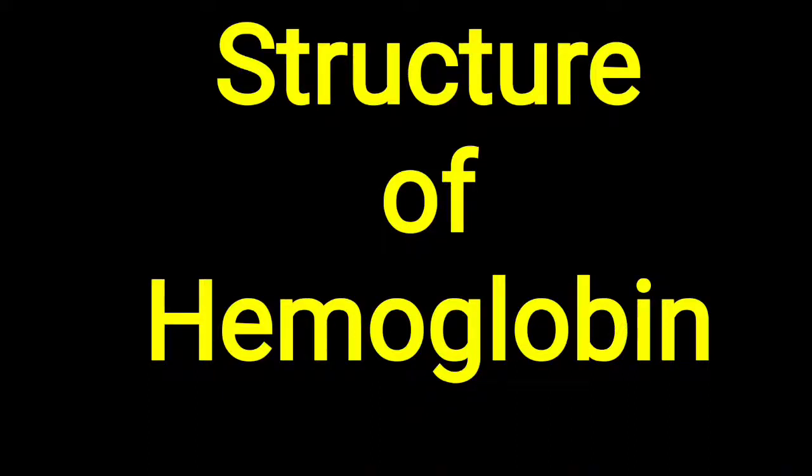Hello friends, today's topic is about the structure of hemoglobin. Hemoglobin is an important protein present inside the red blood cell, and its basic function is the transportation of oxygen. As a protein, hemoglobin has primary, secondary, tertiary and quaternary structure. We will look at the structure of hemoglobin in detail, and that is very helpful to understand how exactly oxygen is transported with the help of hemoglobin.